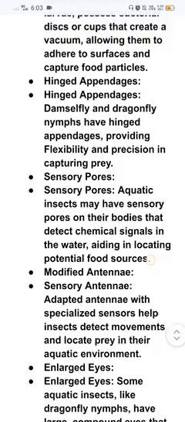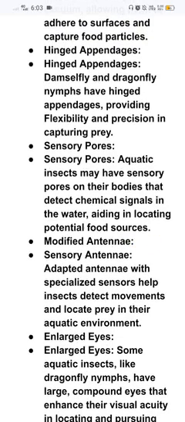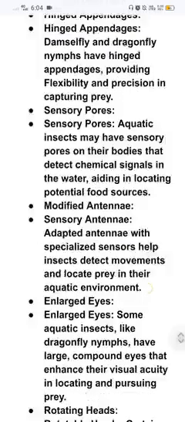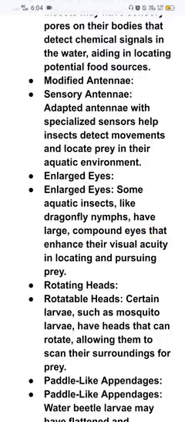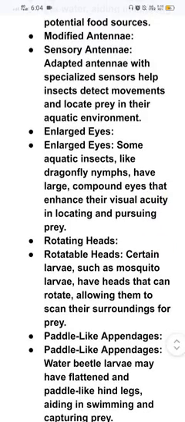Then sensory pores. Aquatic insects may have sensory pores on their bodies that detect chemical signals in the water, aiding in locating potential food sources. And modifying antennae. Adapted antennae with specialized sensors help insects detect movements and locate prey in their aquatic environment. Sensory antennae. Enlarged eyes are there, which can also act as a modification for food capture.